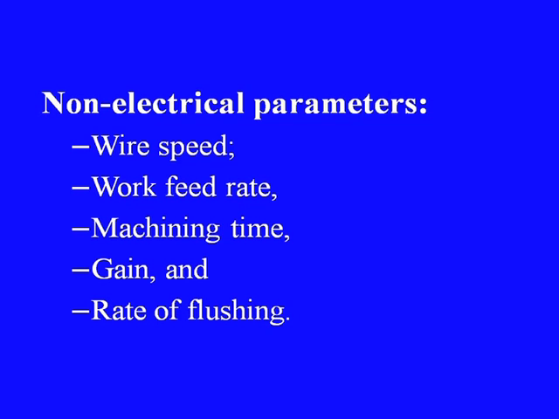Electrical parameters include peak current, pulse on time, pulse off time, supply voltage and polarity. Non-electrical parameters include wire speed, work feed rate, machining time, gain and rate of flushing as well. Whereas electrode based parameters include material and size of the wire. The dielectric system based parameters include type of the dielectric, viscosity of the dielectric and other flow characteristics.